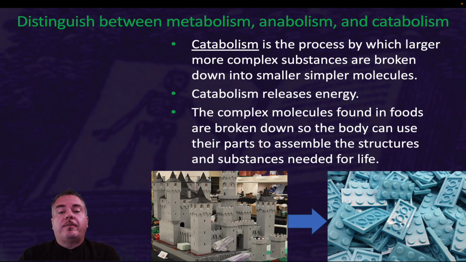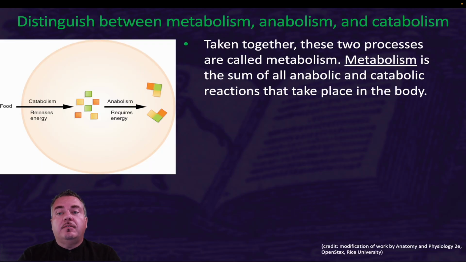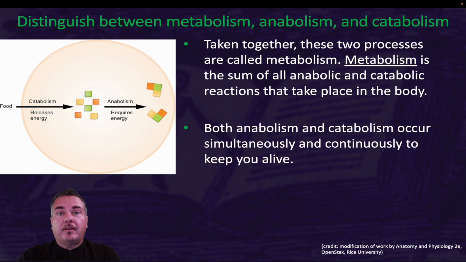The complex molecules found in foods are broken down so the body can use their parts to assemble the structures and substances needed for life. Also, breaking down the food, since it's a catabolic reaction, is going to release energy, and that energy you're going to use to support the energy needs of the cells in your body. Taken together, these 2 processes are called metabolism. Metabolism is the sum of all the anabolic and catabolic reactions that take place in the body. Both anabolic and catabolic reactions occur simultaneously and continuously to keep you alive.